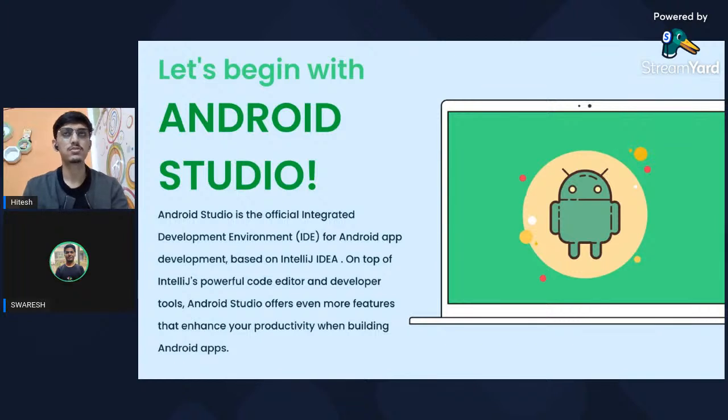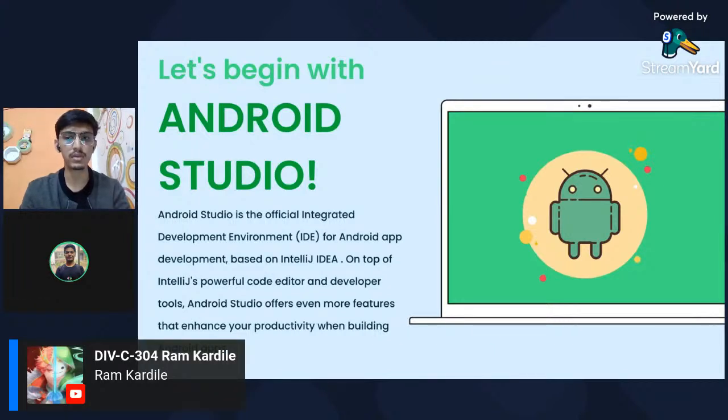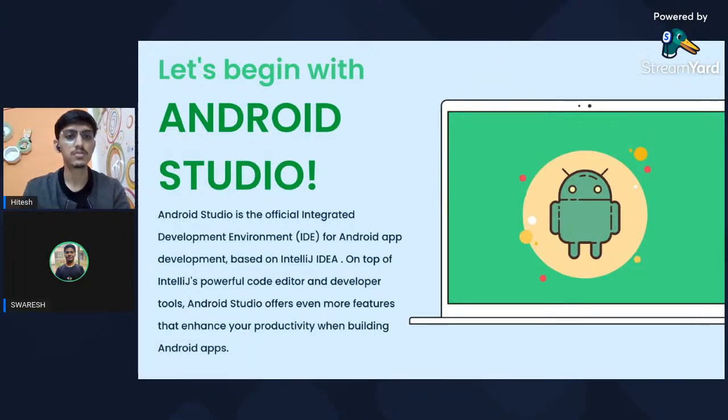So next, we got what is Android and which language to use. Now where to build these Android apps? How can we build Android apps? So there's a tool offered by Google which is known as Android Studio, which is software used to build native Android apps. So as you can see, Android Studio is the official integrated development environment for Android app development based on IntelliJ IDEA. On top of IntelliJ's powerful code editor and developer tools, Android Studio offers even more features that enhance your productivity while building Android apps.